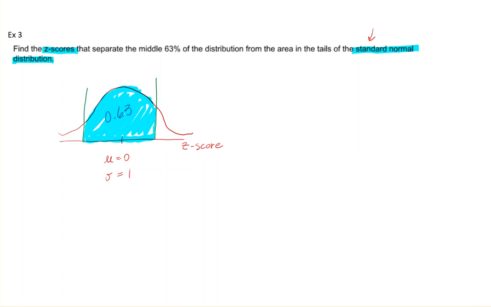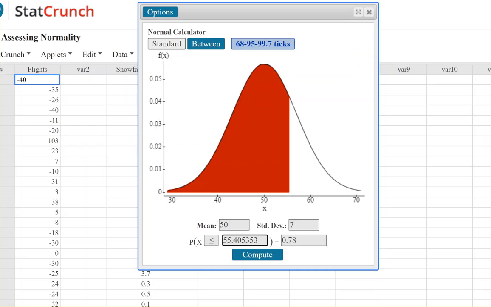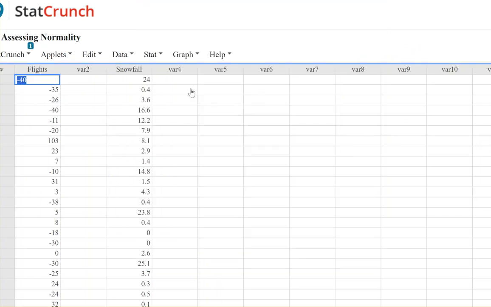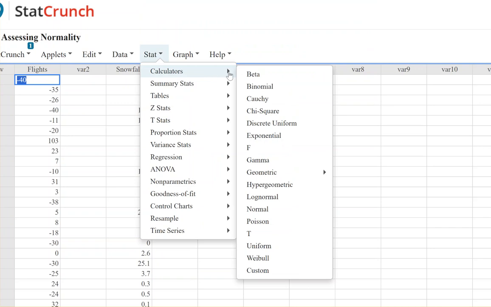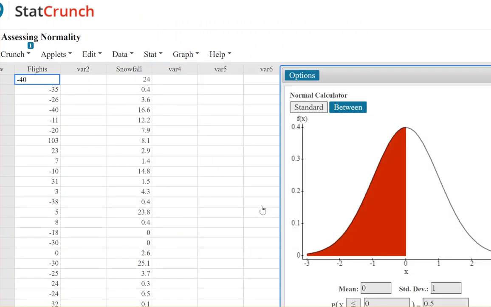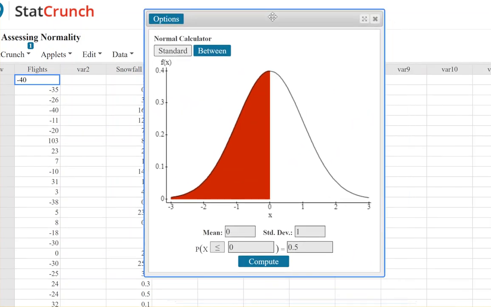So what are the z-scores that are representing the left and the right boundary here? Well, this is a normal calculator problem. So moving to the normal calculator, I'm going to close this calculator for a second and show you what happens when I open just a regular normal calculator from scratch. Notice that this calculator defaults to that standard normal value, the mean of 0 and the standard deviation of 1. So if it's not like that, you have to change it.